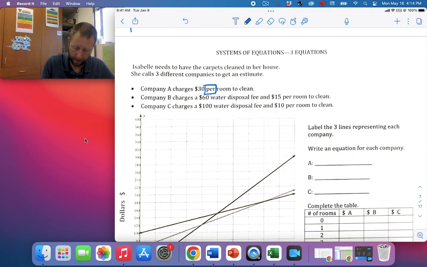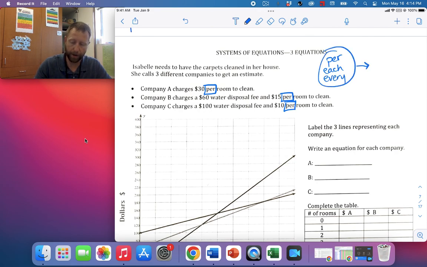This word right here, for all 3 of these companies, they use that word "per." Now that sticks out because I remember if I see the word per, each, or every, those are words that are used a lot of times to describe the slope, the rate of change. So if I look at company A, there's that word per, and there's $30 right beside it. That's my slope. So I'm going to start with these equations.